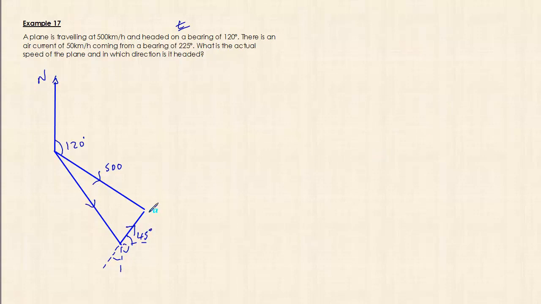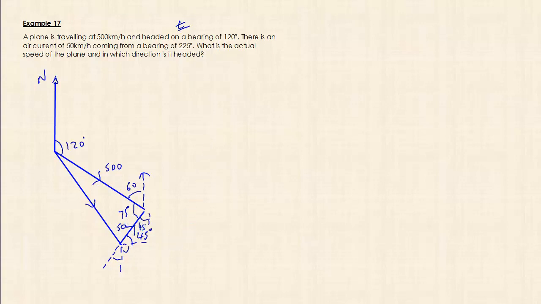Then if we form a little right angled triangle just here, we can see that this angle is 45. If we put a north line on here, these are co-interior angles, so this is 60. And so we've got a straight line down here with 60 and 45 already, meaning this angle here would be 75 degrees.